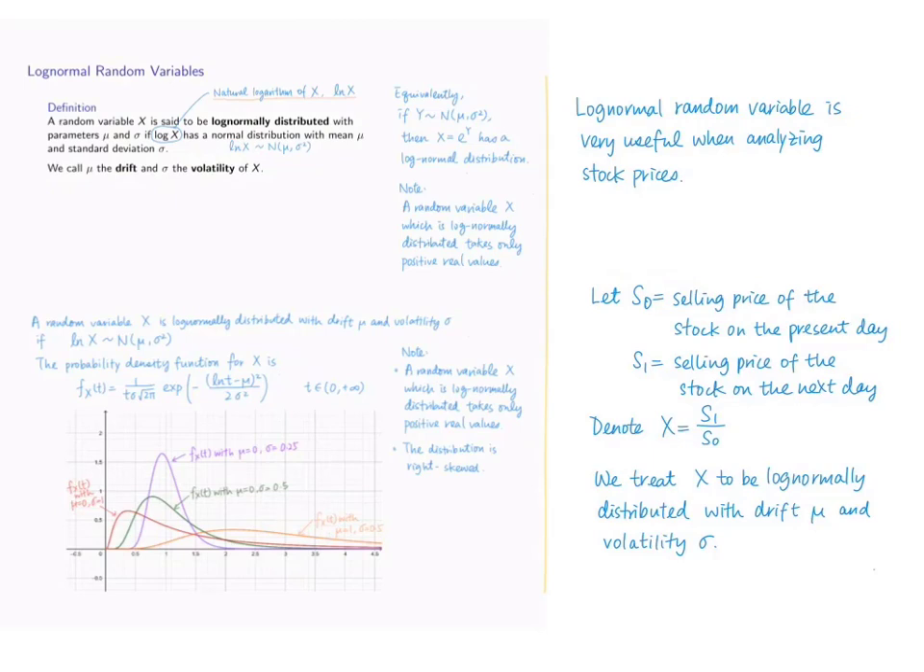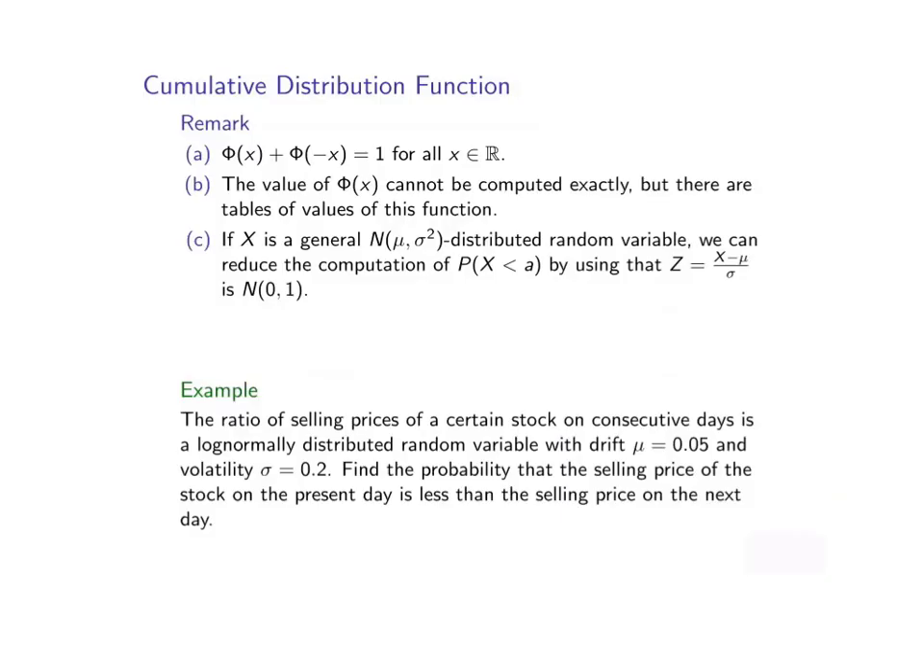The following is how we model the stock price by log-normal distribution. Let S0 be the selling price of the stock on the present day and S1 be the selling price of the stock on the next day. We denote X as the ratio S1 to S0. It is more appropriate to model X by using log-normal distribution. If the stock price on the next day is higher, then X has a value greater than 1 and vice versa. Now let us refer to the following example.